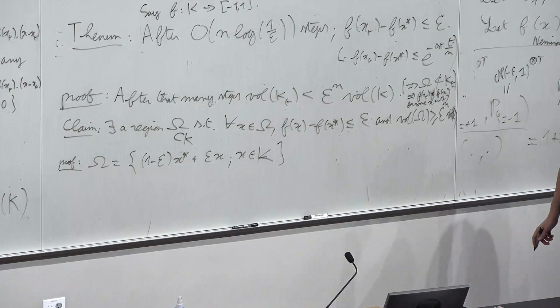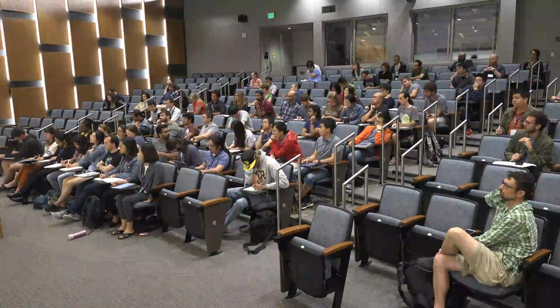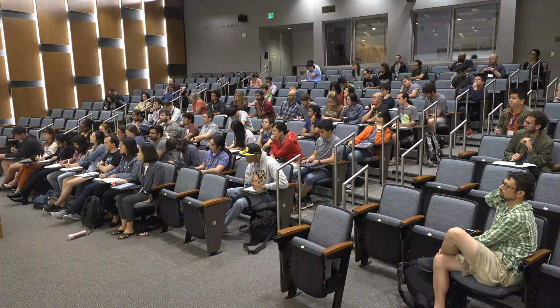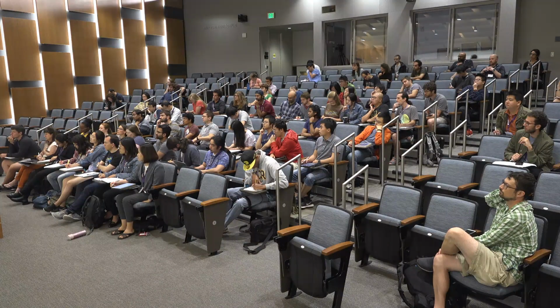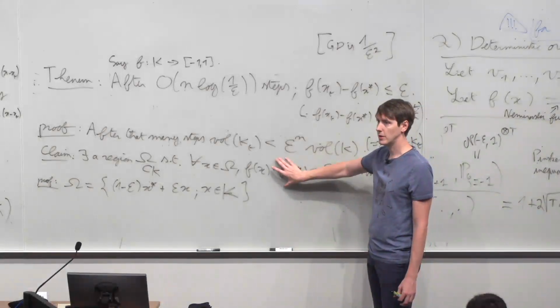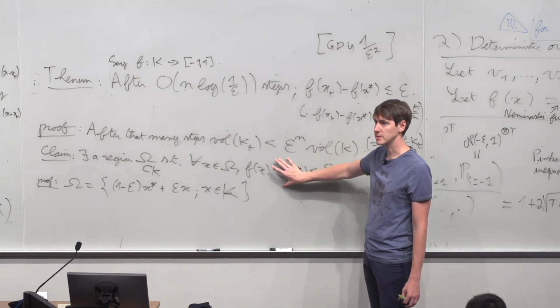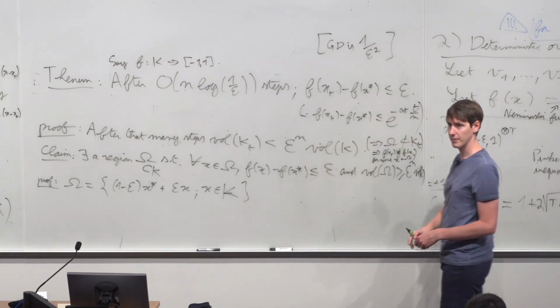So now you can query the function to find out x star. No, I'm not querying the function. Why would I need to query the function? This is an abstract analysis. This does not go into the algorithm. Yeah.